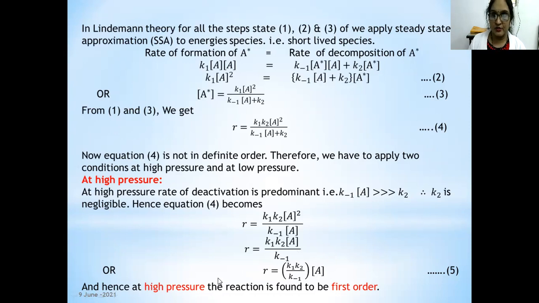At high pressure, the unimolecular reaction is found to be unimolecular, bimolecular, first order, it follows first order kinetics, second order kinetics, third order kinetics, zero order kinetics. So what is your answer? Okay, at high pressure, the unimolecular reaction follows the first order kinetics.